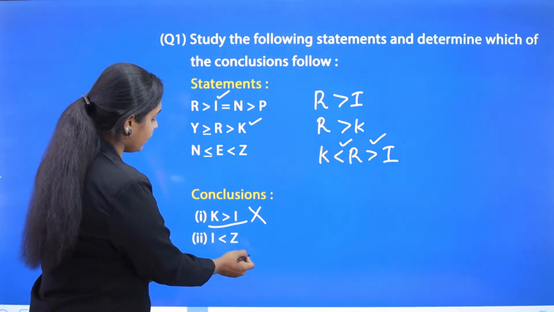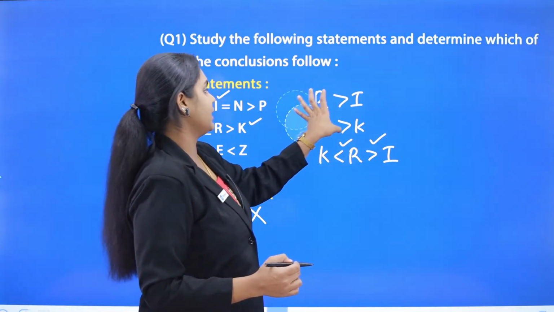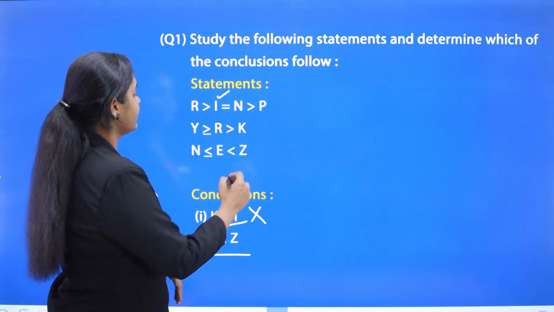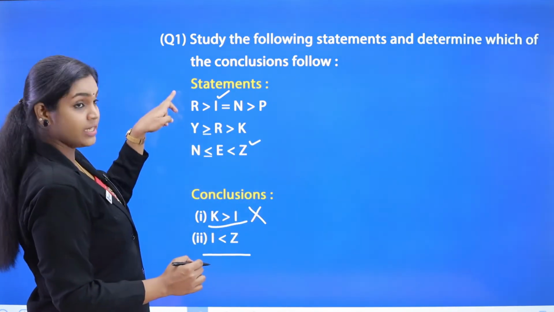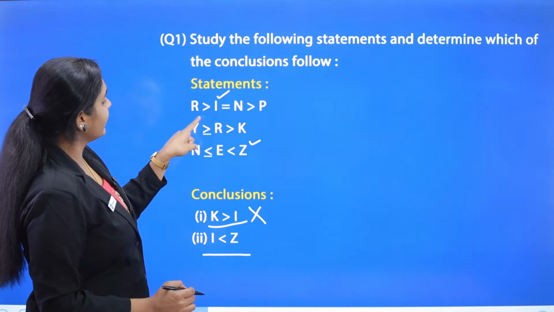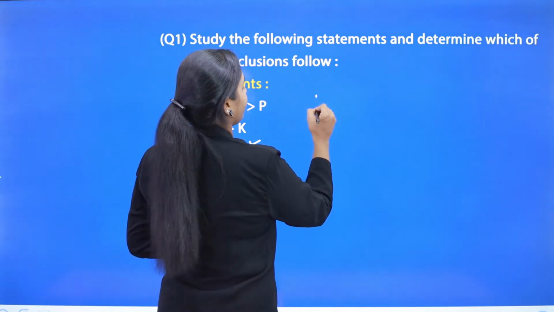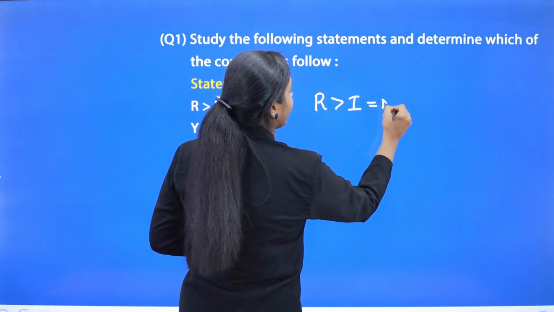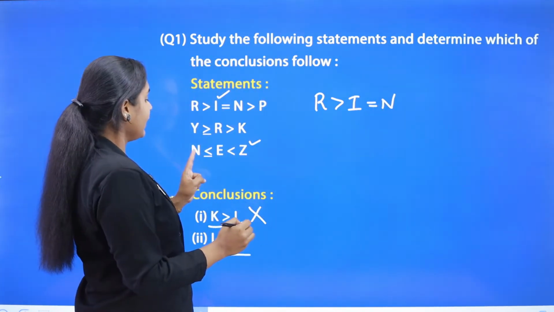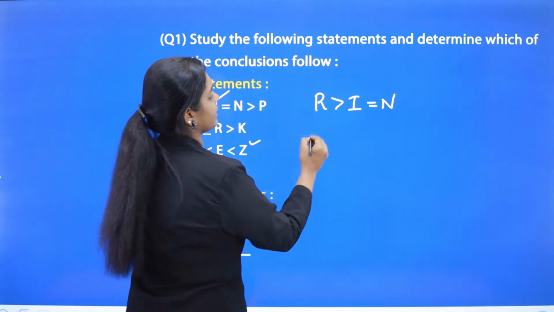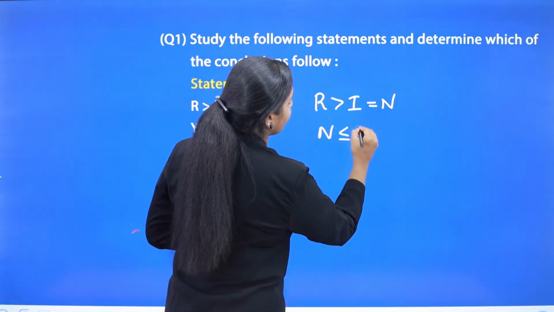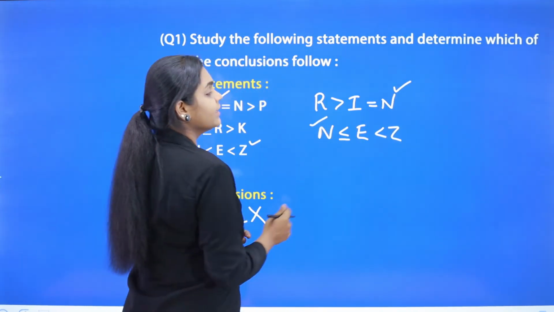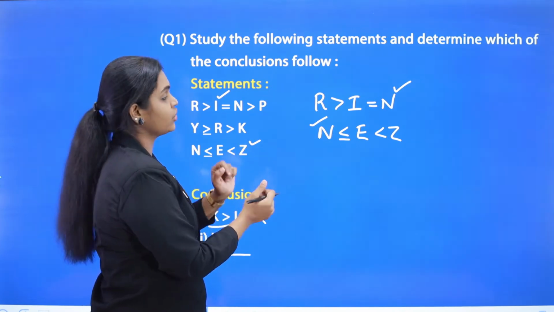Now let's check the second conclusion, i less than z. Here i is over here and z is here. Now let's consider these two statements. R greater than or equal to n, and here n less than or equal to e less than z. Here n is common in these two statements. Now let's connect these two statements.